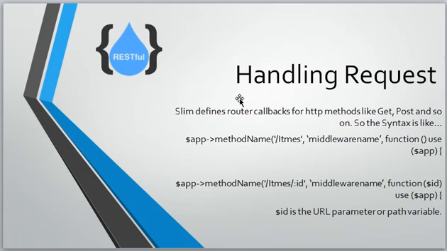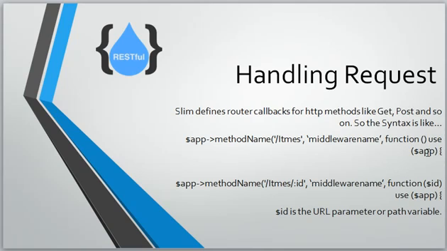Slim defines router callbacks for HTTP methods like get, post and so on. The syntax is like $app->method name('/items', function() use ($app)). So here in the first example, when the URL ends with /items and the method name matches the HTTP method such as get, post, put, delete, then the body of the function will get executed.